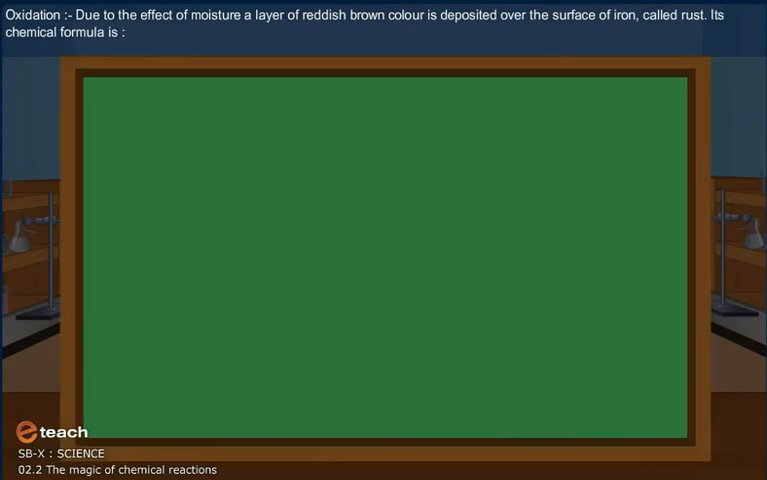Oxidation. Due to the effect of moisture, a layer of reddish brown color is deposited over the surface of iron, called rust. Its chemical formula is Fe2O3.xH2O.